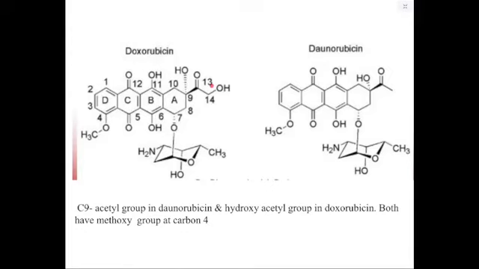It has a hydroxyacetyl group. When you look at daunorubicin, it has an acetyl group. And of course, they have a methoxy group at that position. And of course, the hydrogen hydroxyl arrangement is the same. So the difference is only, as we can see, at position 9. Instead of the hydroxyacetyl group, we have the acetyl group.